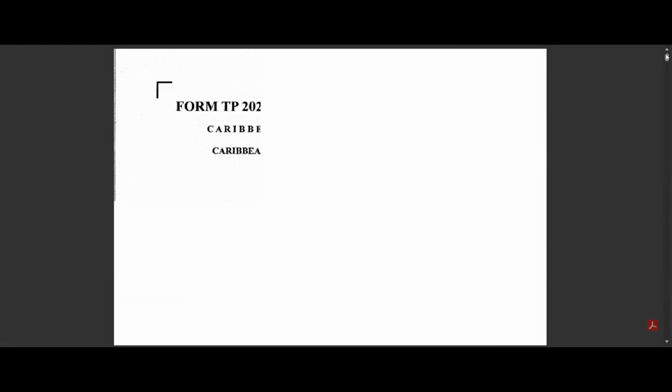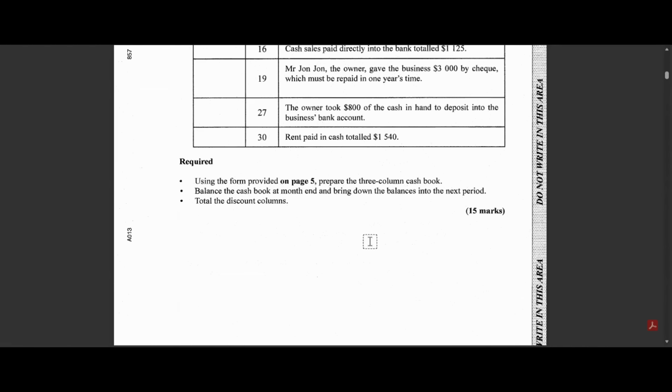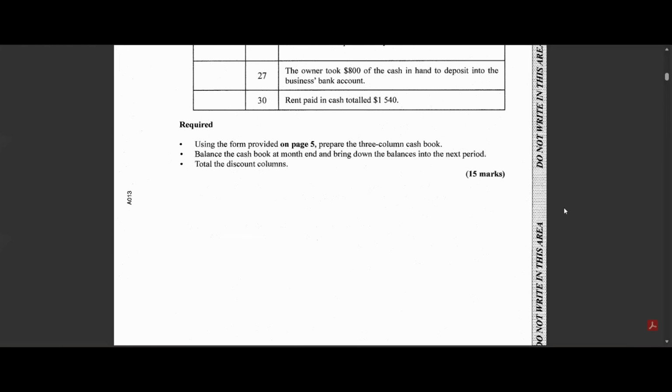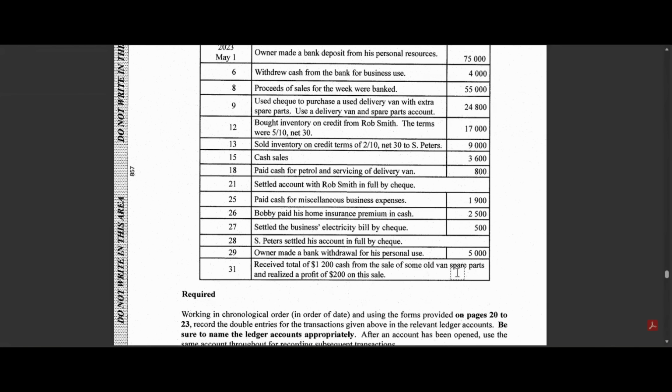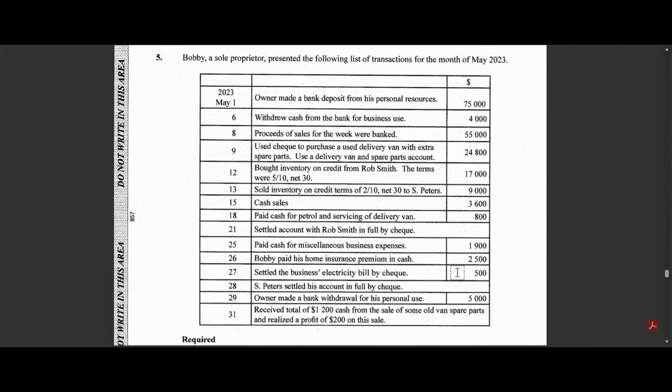Because remember, in one of those questions above, let's go straight back above. In question 1, they asked to record the cash book and then balance the cash book and bring the balances into the next period. And in this question 5, they didn't ask that. They just simply said to record the transactions in the accounts. It wasn't too clear whether they wanted us to balance out the accounts or not. So let's go ahead and record the transactions as requested by the CXC examiner.